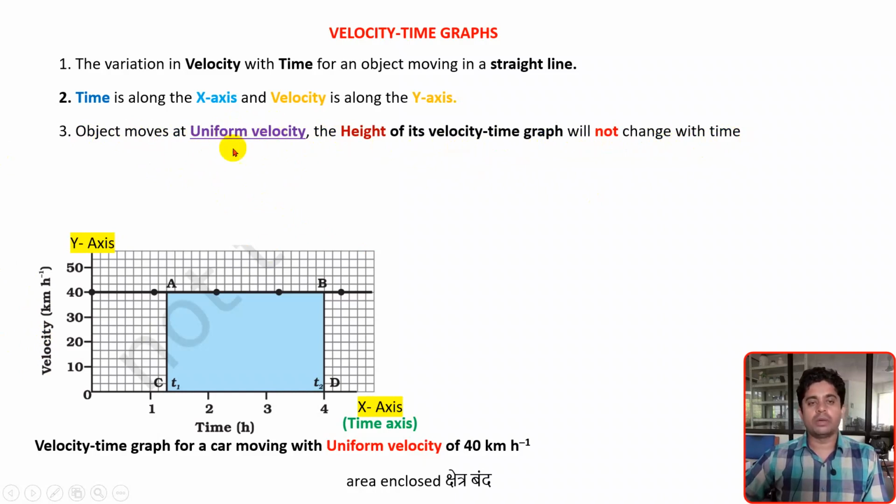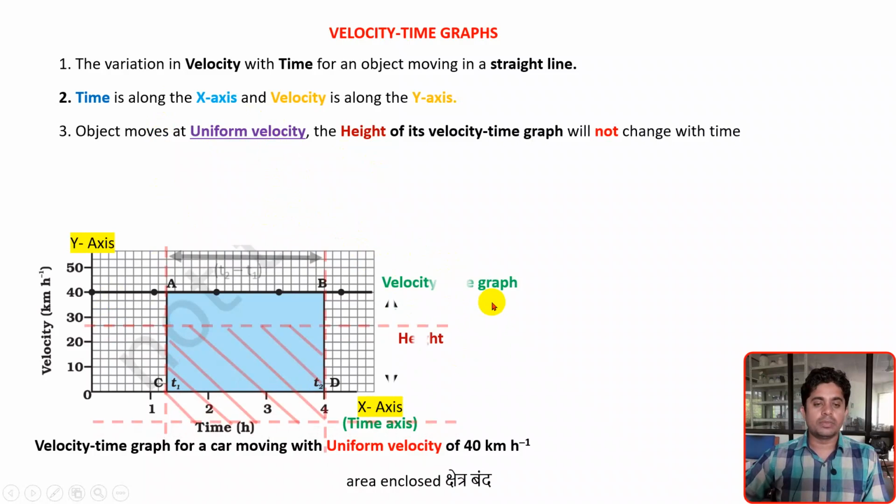Now when we are talking about uniform velocity here, as we know, speed and velocity are different and have different meanings. Speed is a scalar quantity and velocity is a vector quantity. In terms of velocity, we need to mention magnitude and direction. In terms of a scalar quantity, only the magnitude has importance.